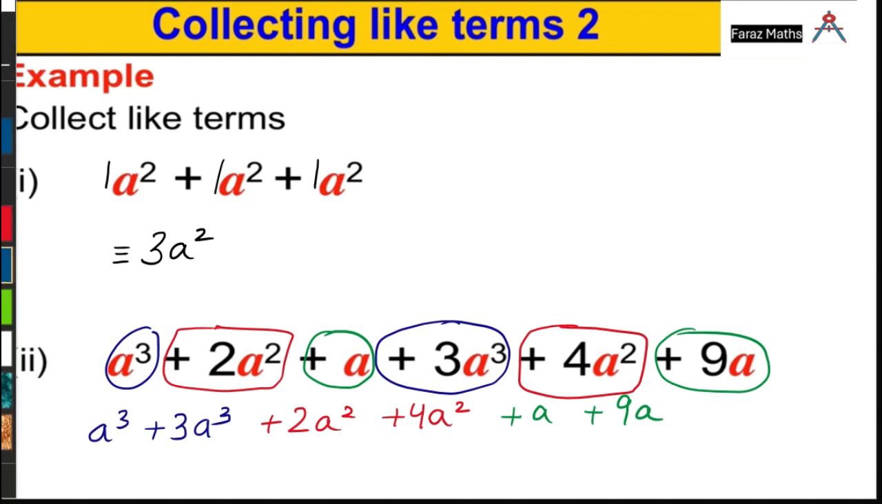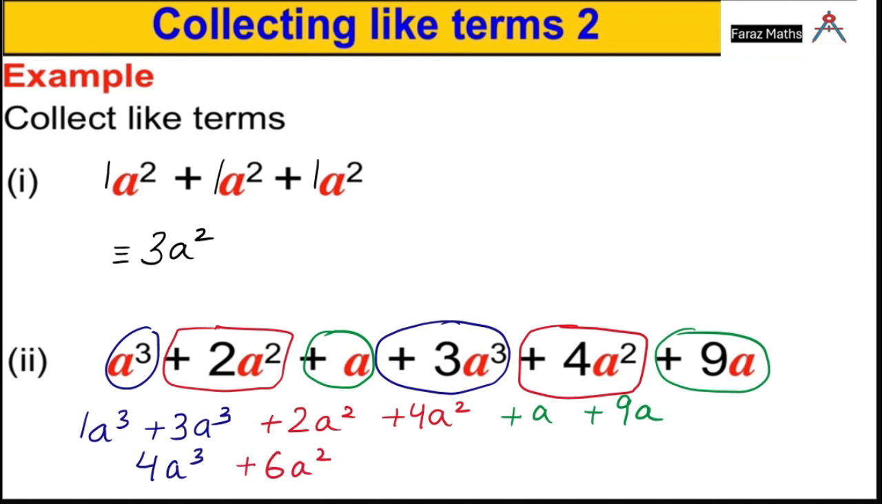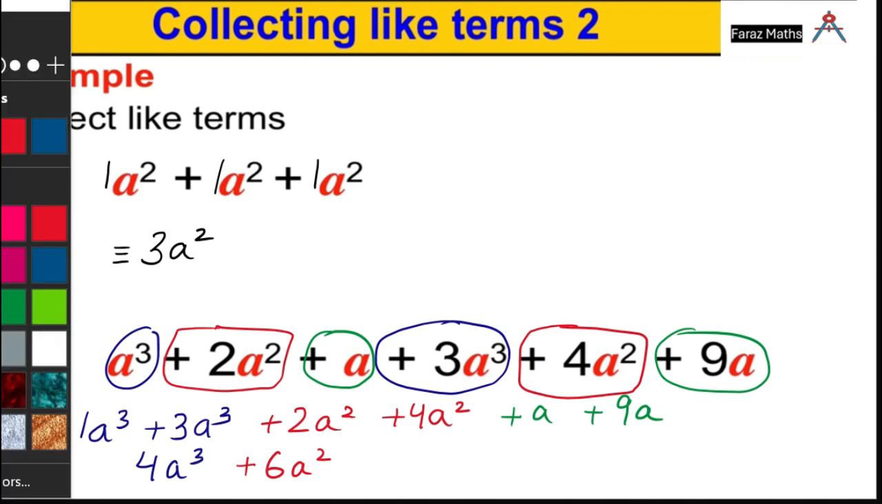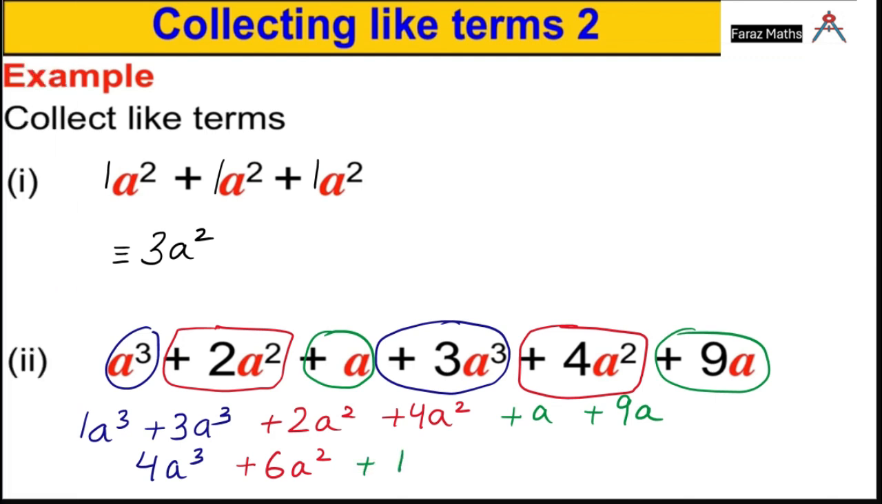So this will give us a cube plus 3a cube is 4a cube, because that is 1a cube, 1 plus 3 is 4, plus 2a square plus 4a square is plus 6a square, plus a plus 9a, that is plus 10a, because this a has 1 in its coefficient.